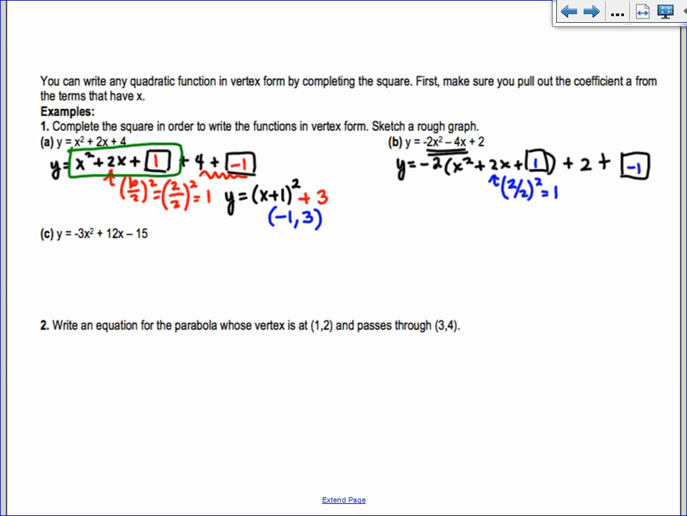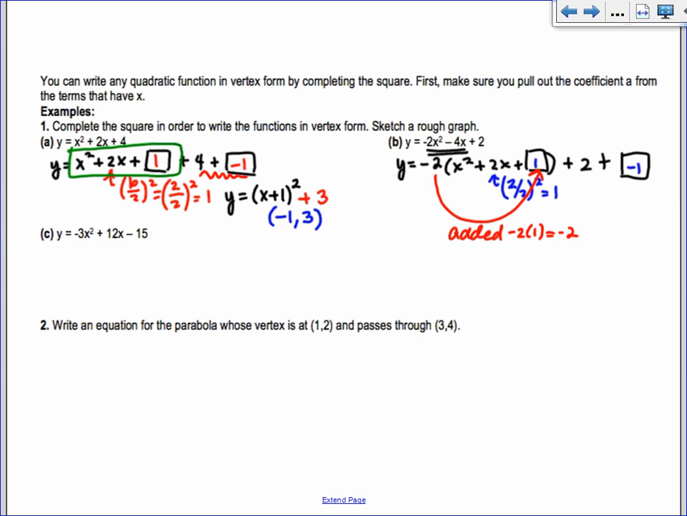But here's where it gets a little bit weird. I didn't actually add 1 on this side of the equation. What I really added was negative 2 times 1. So I added a -2, right? If I multiply that all out, I added a -2. So what I really need to add is not a -1 in that box. I really need to add a +2. So I need to multiply that by a -2.